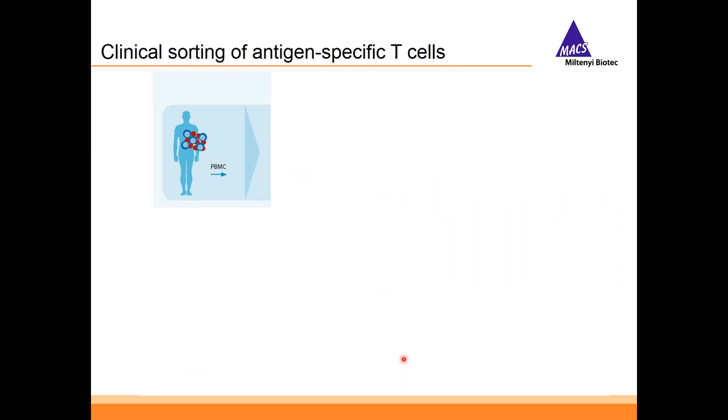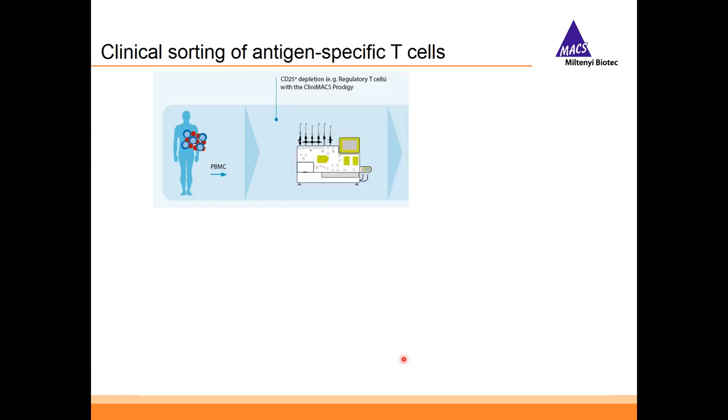The last application I would like to talk about is a protocol about clinical sorting of antigen-specific T cells. This protocol is indeed currently part of a clinical trial in phase two in the US. Our collaborators use a cell product from the patient, here a look of Rhesus or PBMC product.